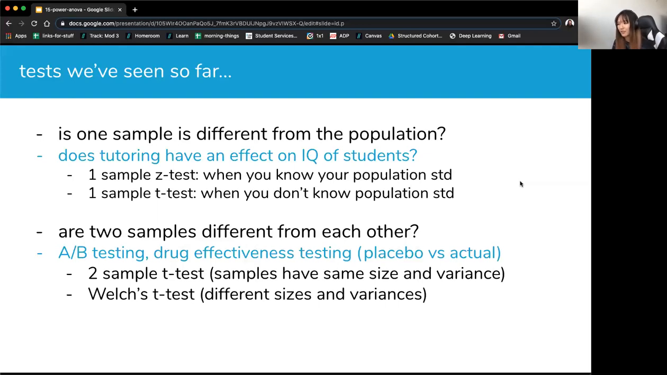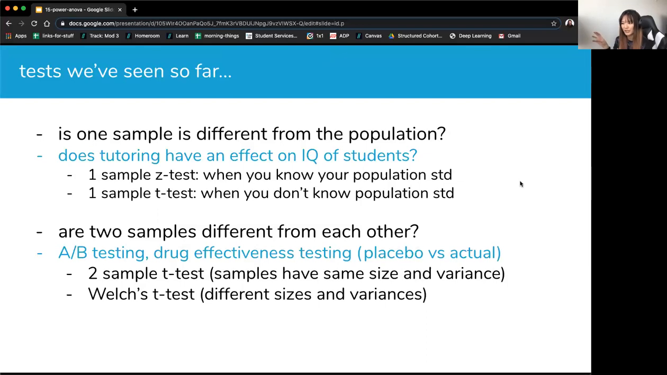And here the 2 tests that we've talked about are the regular 2 sample t-test or student's t-test, if the samples have the same size and variance. Of course, you can still feed it different sample sizes and variances, just that the Welch's T-test takes better account of these differences. It's just a different way in which the statistics are formed. The Welch's T-test is more sensitive to different sample sizes and variances, which is why if you know you have different sample sizes, Welch's T-test is usually preferred.